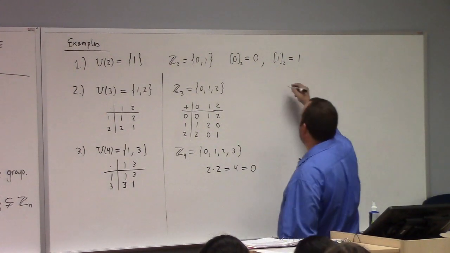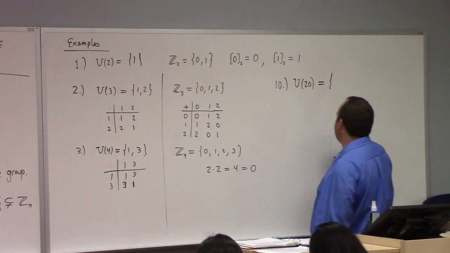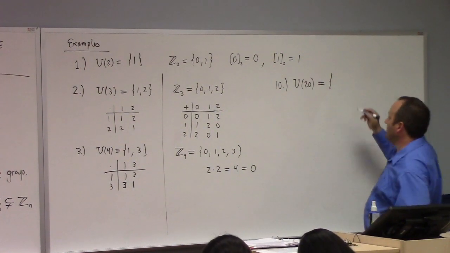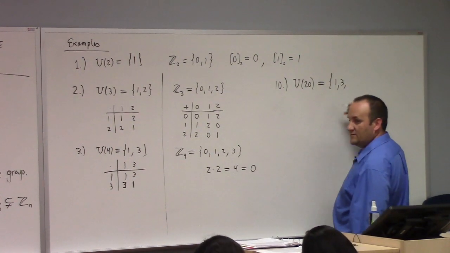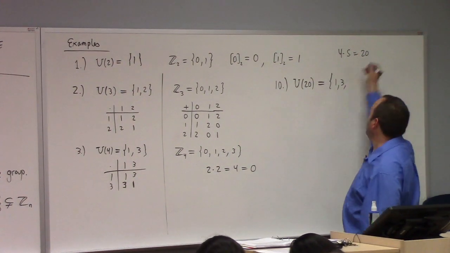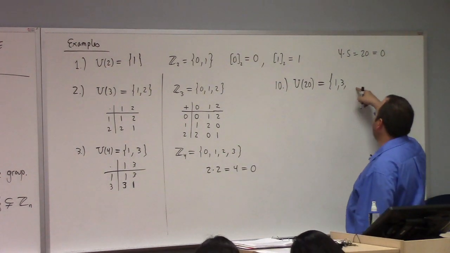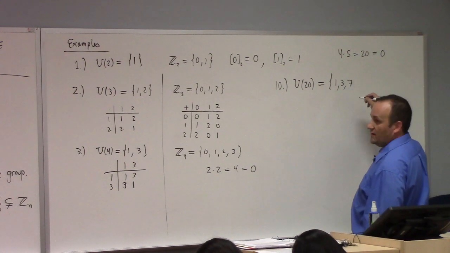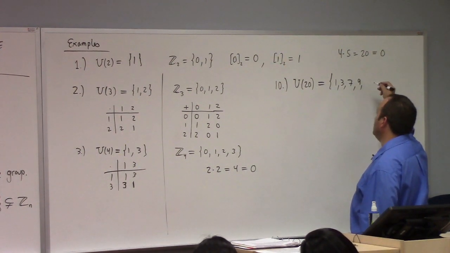Let me jump ahead a little bit. U20. What does U20 look like? What are the numbers relatively prime to 20? 1, 2 is out, 3 is good, 4 is no good, because 4 times 5 is 20, which is 0, which means neither 4 nor 5 can be in this list. They're both zero divisors. 6 has got a 2 in it. That's no good. 7, 7's okay. 8's a loser. 9's okay. 10's definitely a loser.